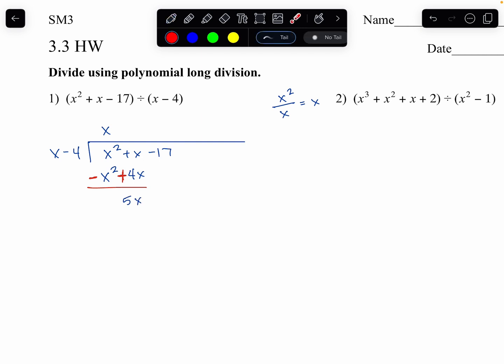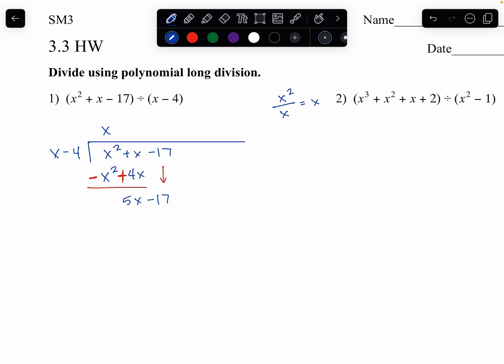So the process is to divide the first terms to get this term, and then I multiply this term here. So divide, multiply, and I get this right here, and then I subtract. So divide, multiply, subtract. Those are the first three things we have to do. Next thing is to bring down remaining terms. So notice that we didn't use this negative 17 here, so we're going to bring it down. So make that negative 17, and then we're going to repeat the process.